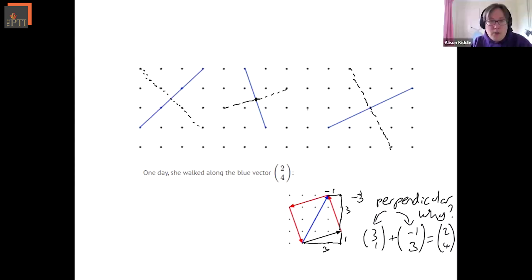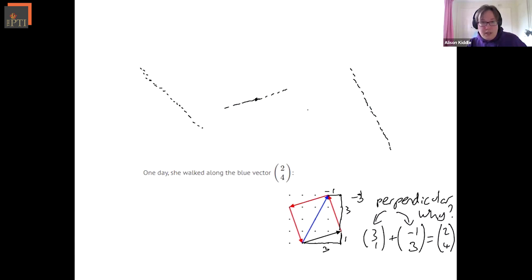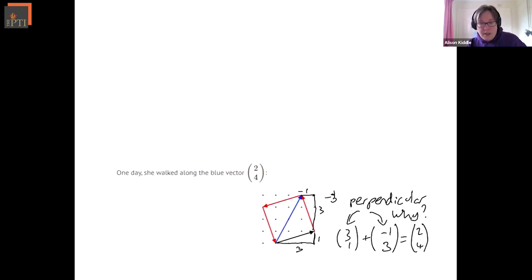So effectively, when I'm talking about, hang on, I'm just going to try and make a little bit of room here. There we are, that's better.